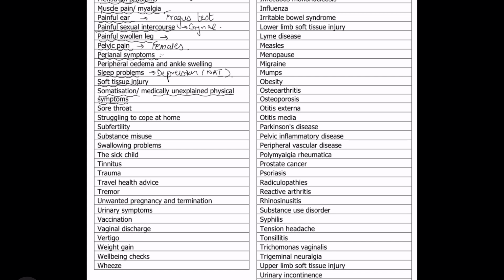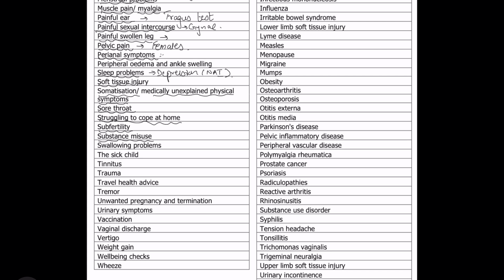Somatization, which is medically unexplained physical symptoms. It is usually associated with some psychological issue of the patient. Sore throat, we already know what that is. Struggling to cope at home, this is a psychological problem. This is basically a counseling session where you have to offer counseling services to the patient. So fertility, again a gynecological issue.